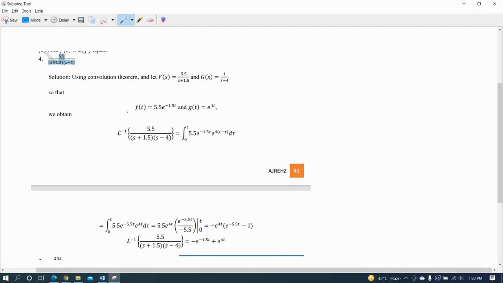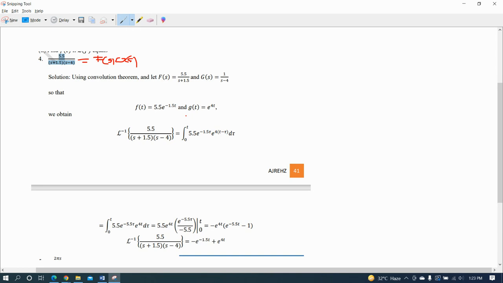Okay, so ang ginawa ko, I let f of s equals 5.5 over s plus 1.5 and g of s equals 1 over s minus 4. So, kapag prinaduct ko to, ito yung equivalent niya. Ito ay simply equal to f of s, g of s. So, the first thing that you're going to do is to consider what's f of s and what's g of s.